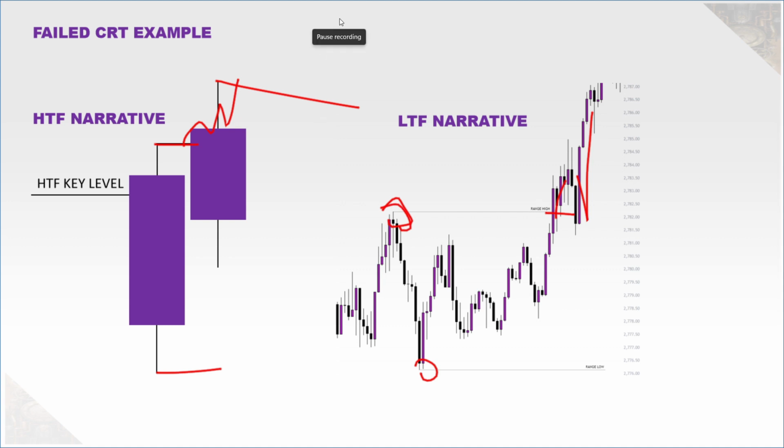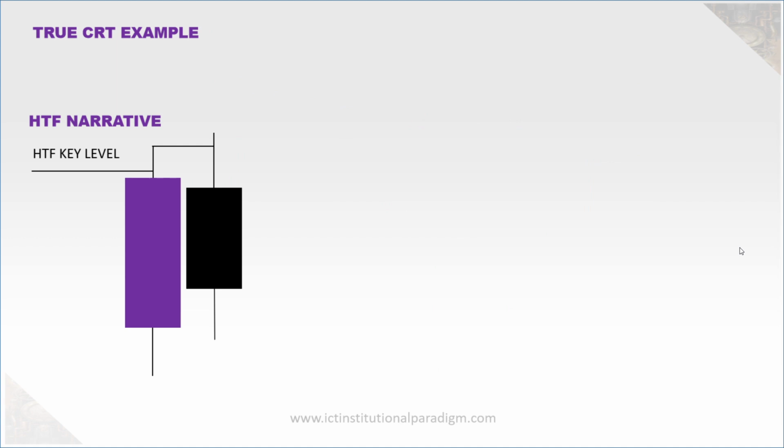Let me show you the true CRT example. So now this is the true CRT example, right? We have this high time frame key level. We have been rejecting after taking out this high, which is the CRT high. We have not actually closed above the high time frame key level, which can be a fair value gap, order block, or some other specific high time frame key level, right? We have taken out the high, right? And then we are sweeping lower to take out these lows, right?